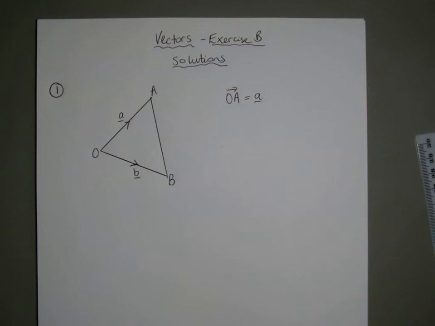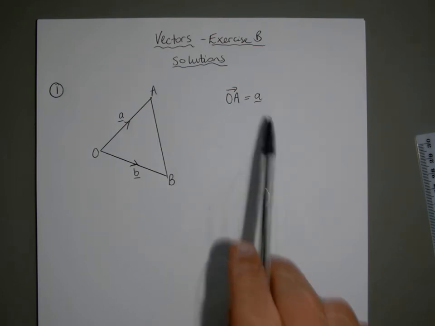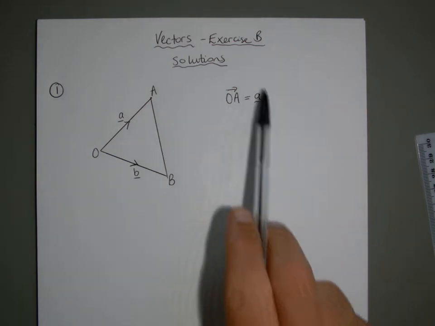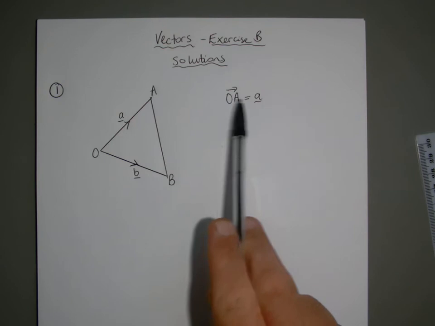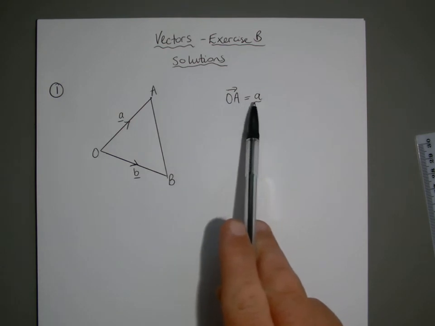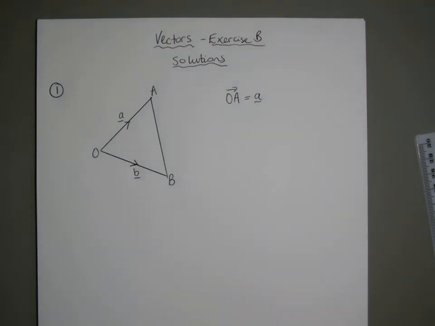AB is a triangle with O as origin. And then they say the position vector of A is little a. That's the way to write that, as we see in the next slide, A. So little a there represents that vector.